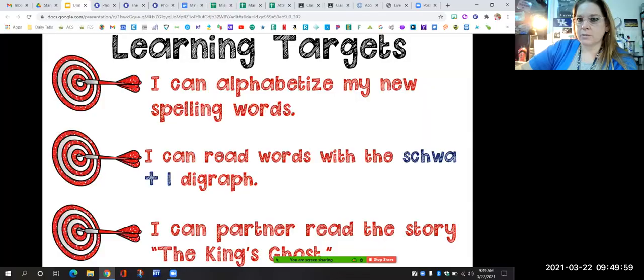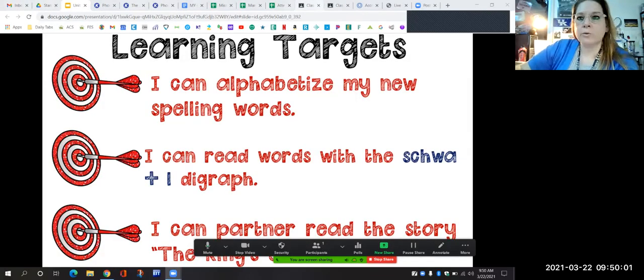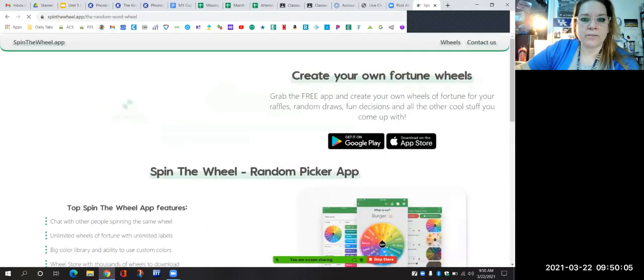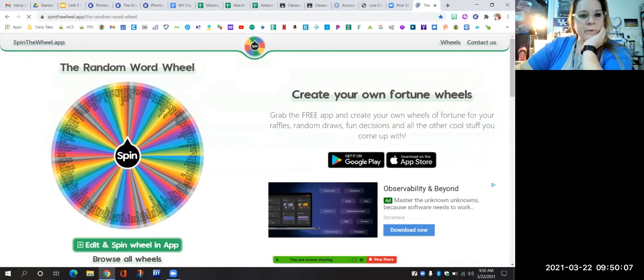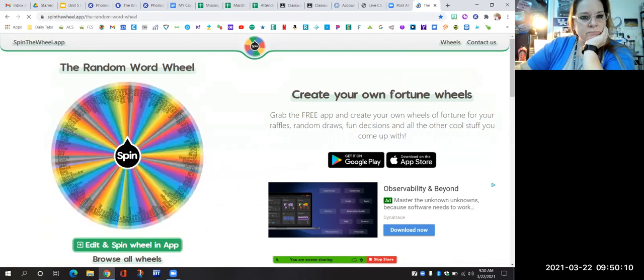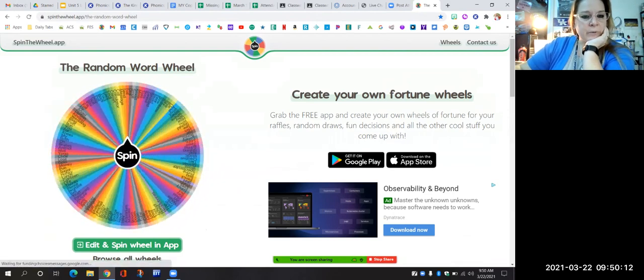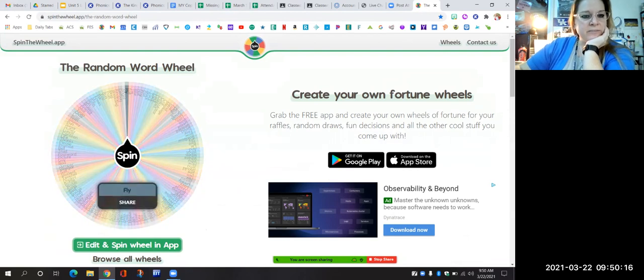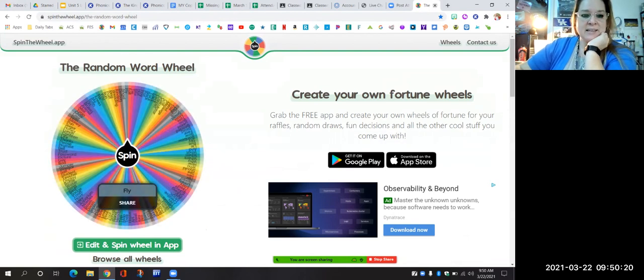And I'm going to go ahead and find our word of the day today. Our word wheel. I forgot to do this for Wit and Wisdom. Our word for today is fly. Fly is the word of the day.